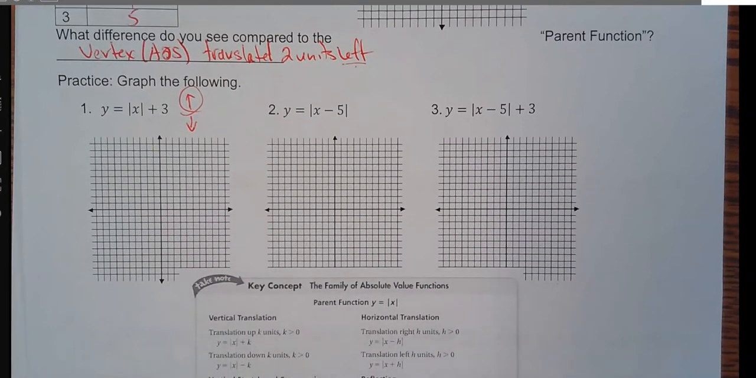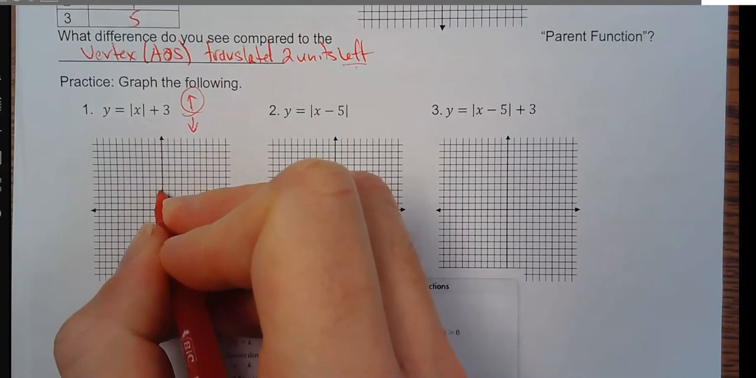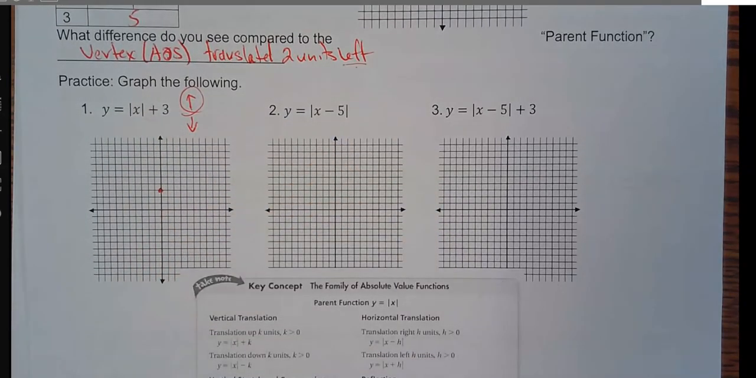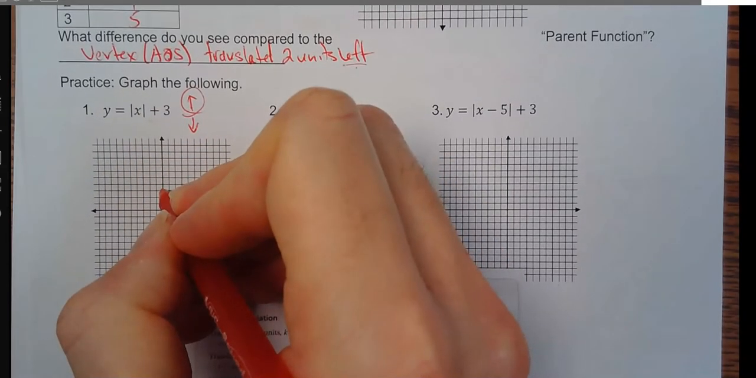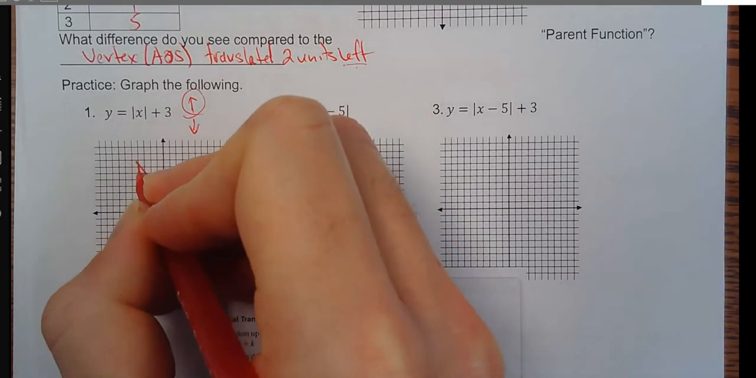On this guy, I'll just make a V shape, and I'm going to move it up 3 units. So I'm going to take my vertex up 3 units, put a point, and then there was no left or right movement. There was no slope change. So I'm just going to go slope of 1 to the right, slope of -1 to the left.